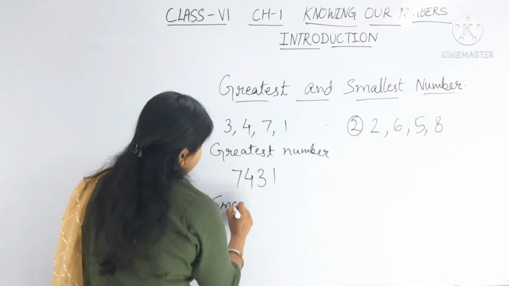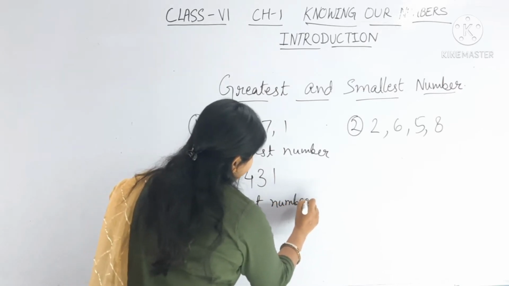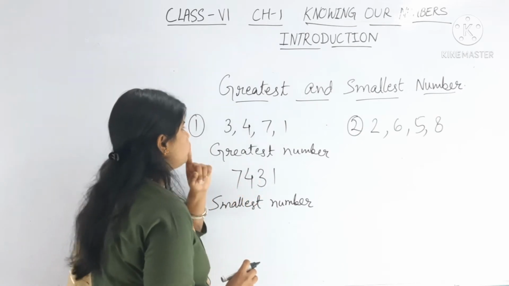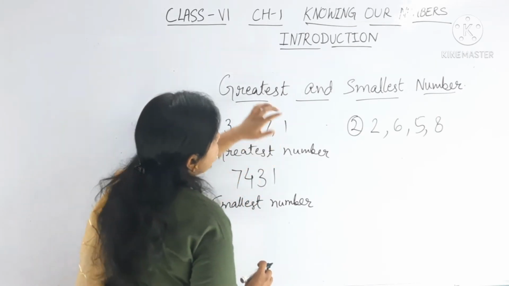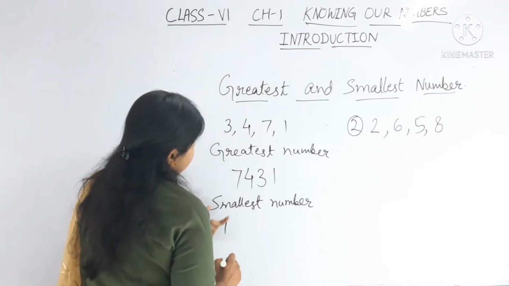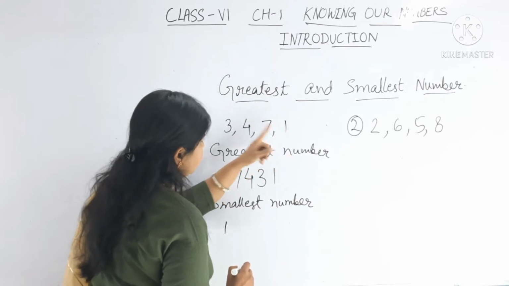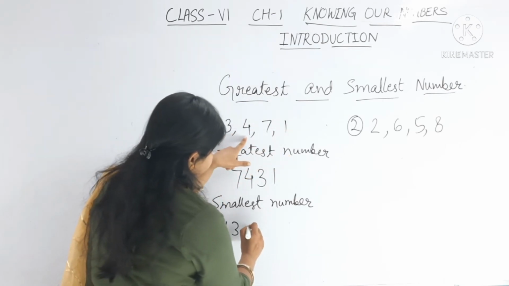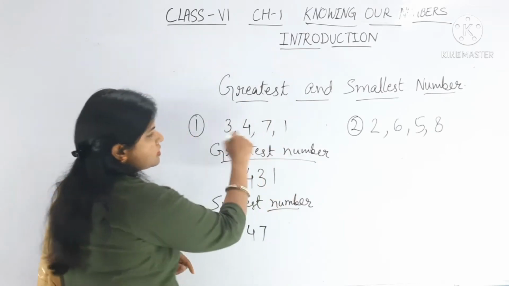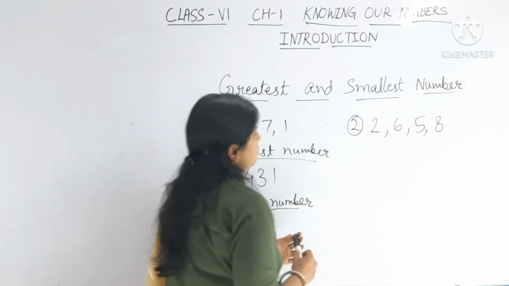Okay. And how do you write the smallest number? You have to go in ascending order. What is ascending order? That is number 1. 1 is the smallest of all the digits. So you have to write first 1, then 3, then 4, then 7. This is the smallest number from these digits.